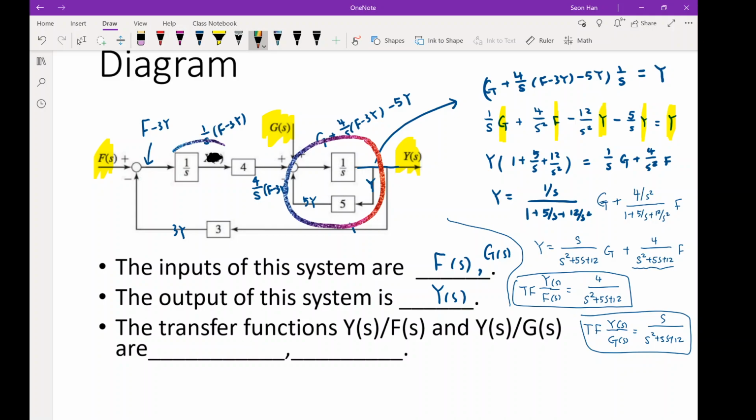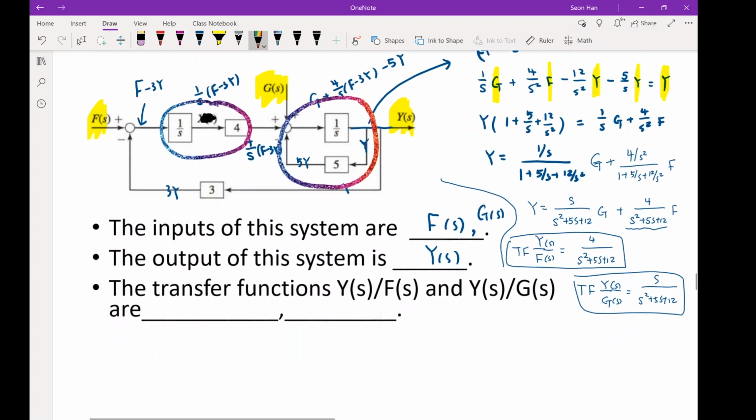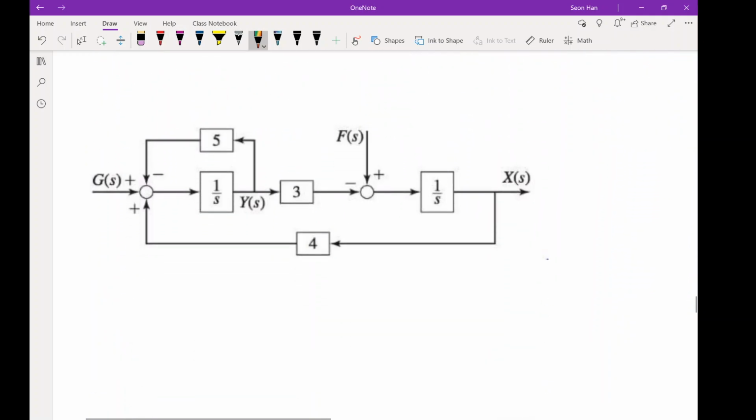And then, oh look, we have two serial blocks. You just multiply those two together. And after that, if you're trying to find Y over F, you set G equal to 0 temporarily, and you see the whole picture looks like another negative feedback system. So that's how they simplify, and you'll learn that more when you actually go to control class.